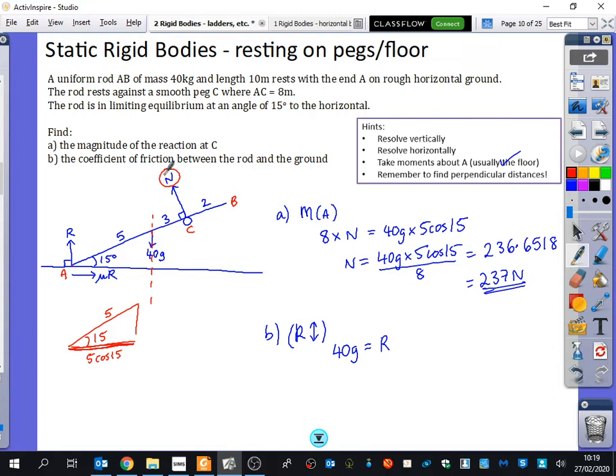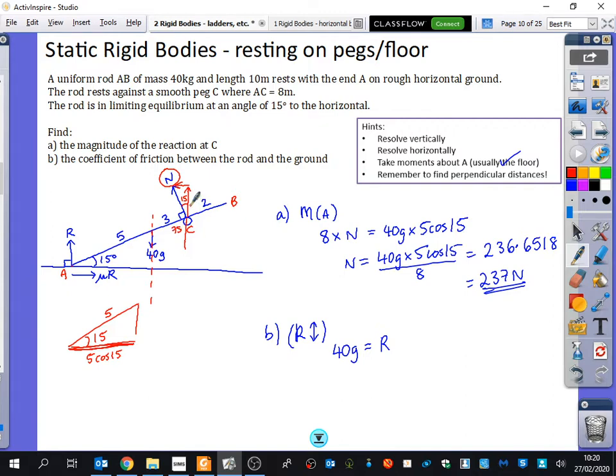Because is n going up? No, it's going a bit up and not really up. So I need to say, how much is it going up and how much is it going along? Any guesses of what this angle is? 15. It is 15. You can work out why this is 15: if this whole thing is 180, this is 90, this would be 75, so that would be 15.